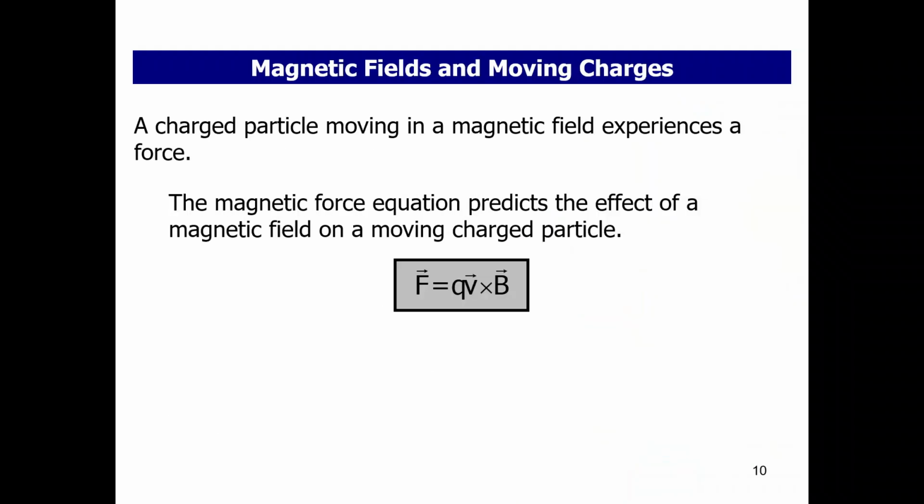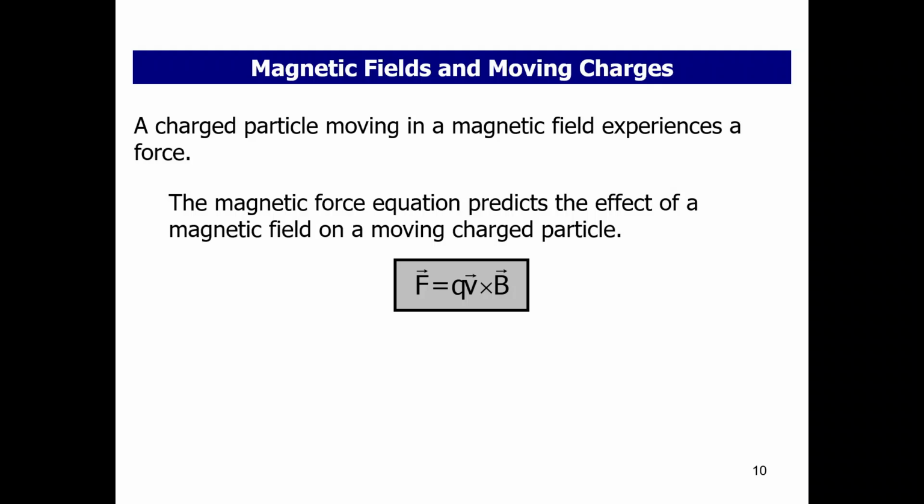So now we're going to take a look at how existing magnetic fields influence the motion of charged particles. So this is going to be our first equation. We have the magnetic force is equal to the charge of our particle times the velocity of the particle crossed with the magnetic field. So that is not a multiplication sign. That is a vector cross product.